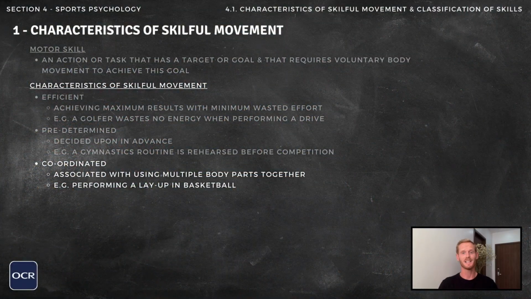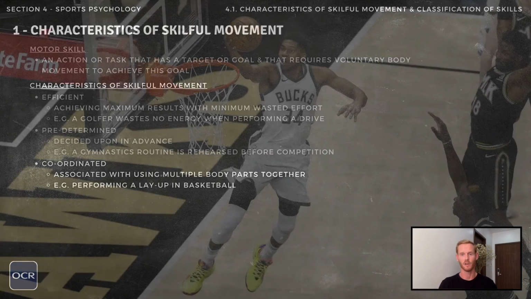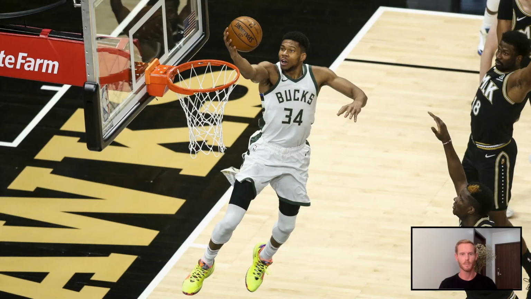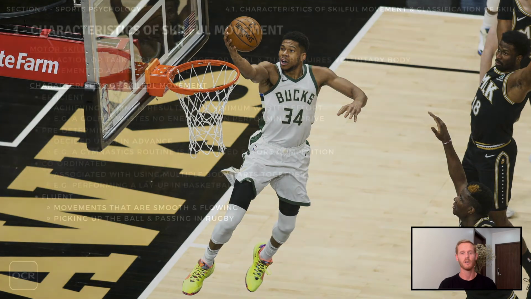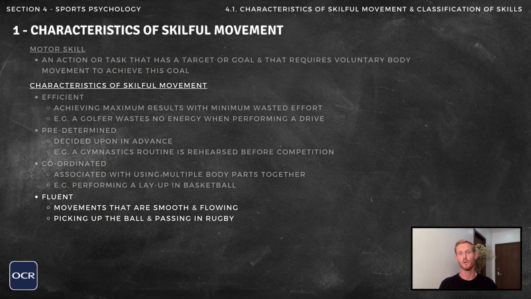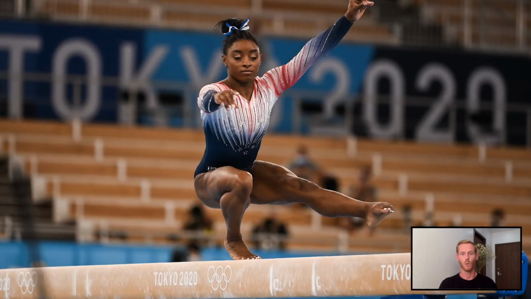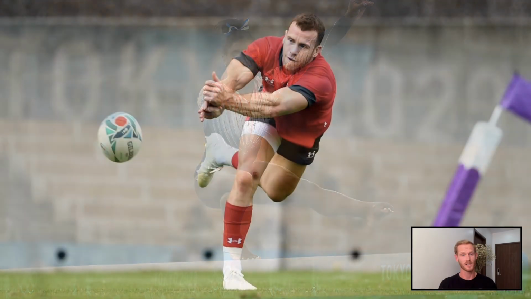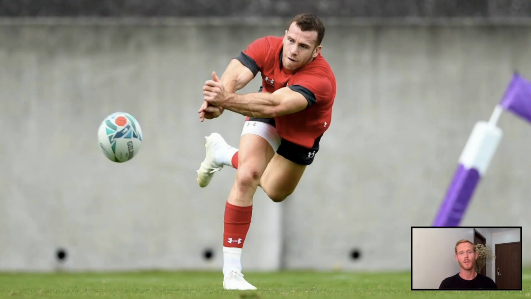Coordination is the ability to repeat a pattern or sequence of movements with fluency and accuracy. It's associated with using multiple body parts together, for example dribbling, stepping, jumping and releasing the ball when performing a layup in basketball. Fluent means using movements that are smooth and flowing, without hesitation or stumbling. Gymnasts require fluency when linking movements together during a beam routine, while skillful rugby players are able to pick up the ball and pass in a single flowing movement.